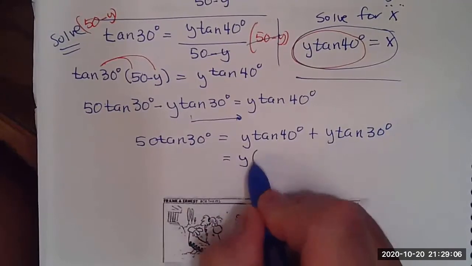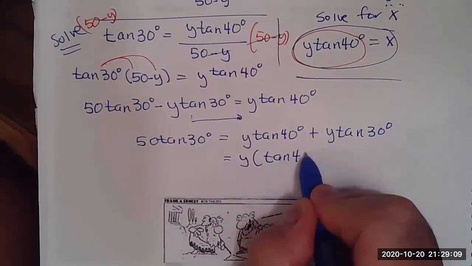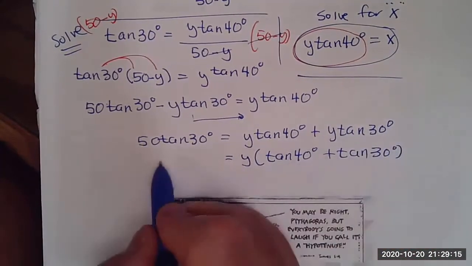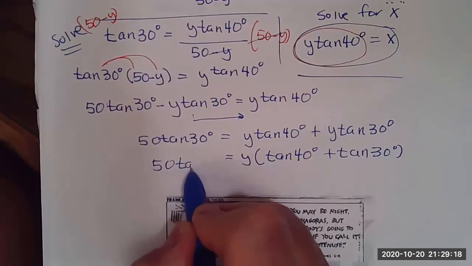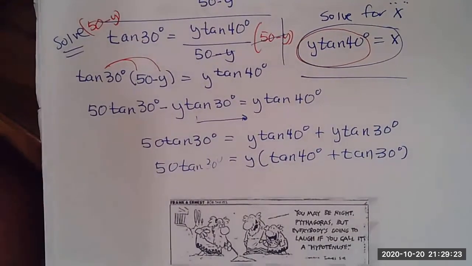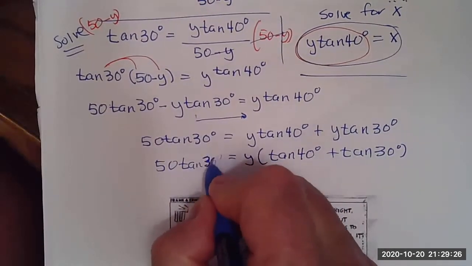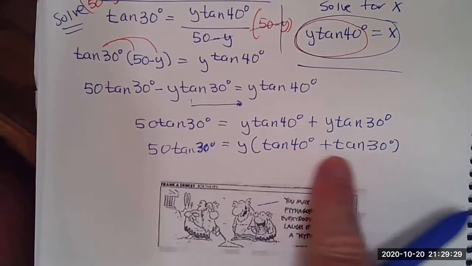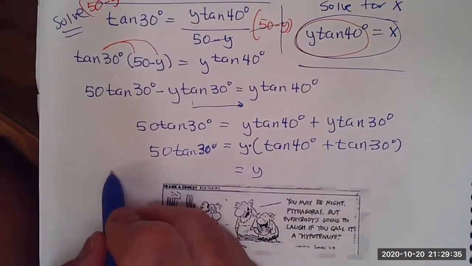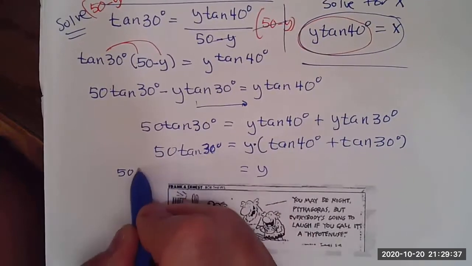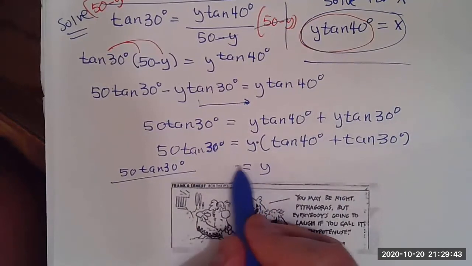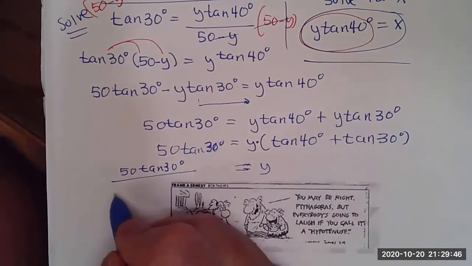That would be y, parentheses, tan 40 degrees plus tan 30 degrees, equals 50 tan 30 degrees. And now I'm going to divide both sides by this piece because it's multiplied here. So I have y equals 50 tan 30 degrees divided by tan 40 degrees plus tan 30 degrees.